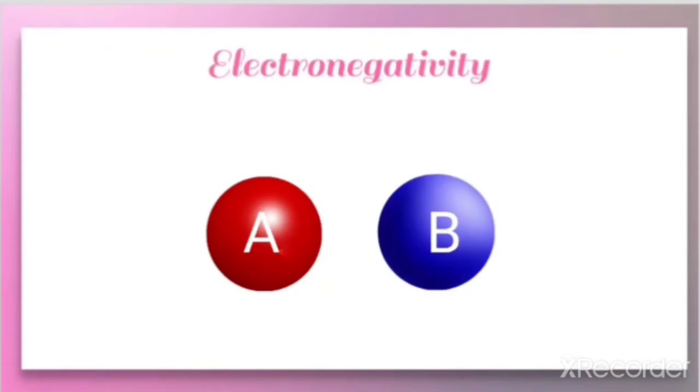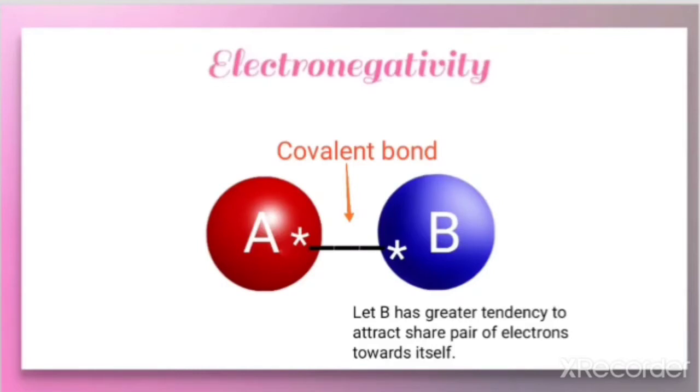Let us consider another pair of atoms, A and B. Here A and B have a single electron in the outermost shell. In order to complete the octet, they share the electron between the two atoms A and B. They will undergo a mutual sharing of electrons. So it results in the formation of a covalent bond. But B has a greater tendency to attract the shared pair of electrons towards itself.